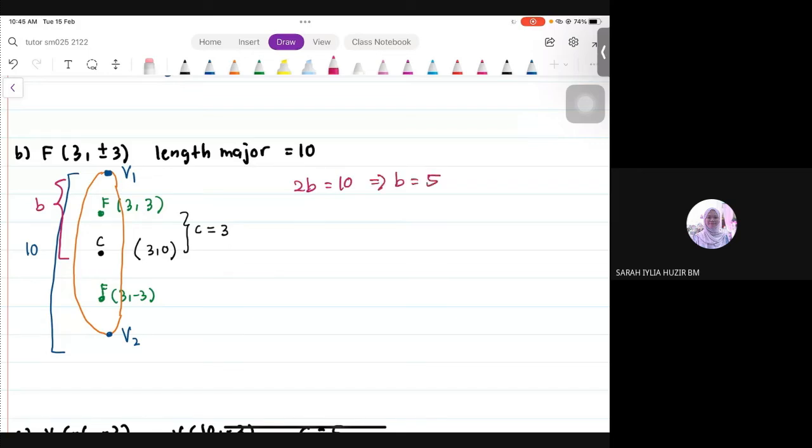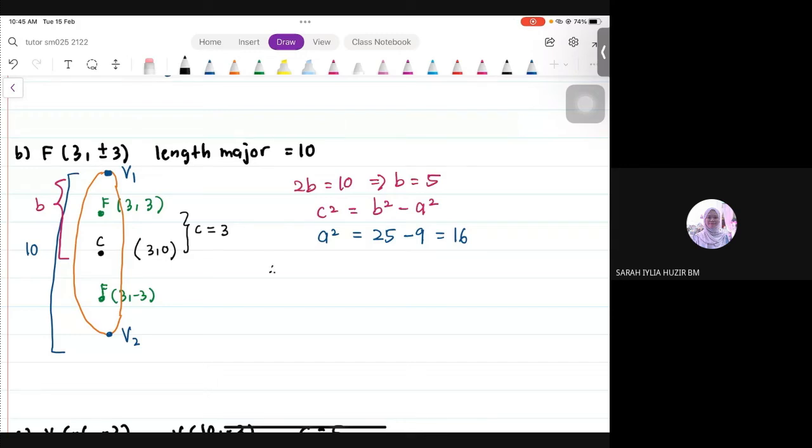Separuh je jalan. And sebab shape dia berdiri macam ni, kita tahu dah terus, in order to find c squared, b yang kena tolak a. c squared = b squared minus a squared. So, substitute one by one. Dari info, c squared should be 9. So, a squared in this case would be 25 minus 9. So we get 16. Dapat dah semua info, teruslah masuk dalam formula.